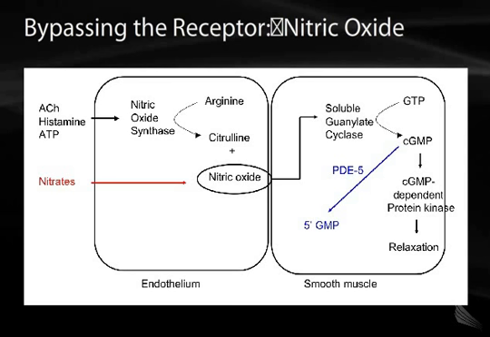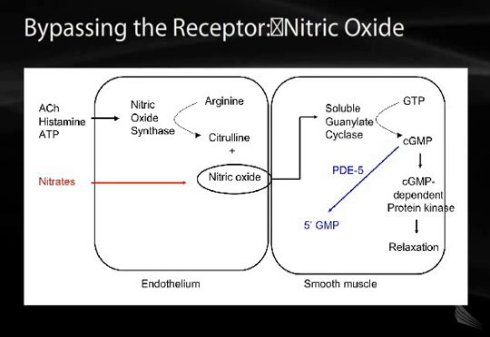Acetylcholine, histamine, or ATP, released locally during tissue injury, will activate nitric oxide synthase. Nitric oxide synthase will cause the production of nitric oxide through the breakdown of arginine into citrulline and this ultimate nitric oxide.